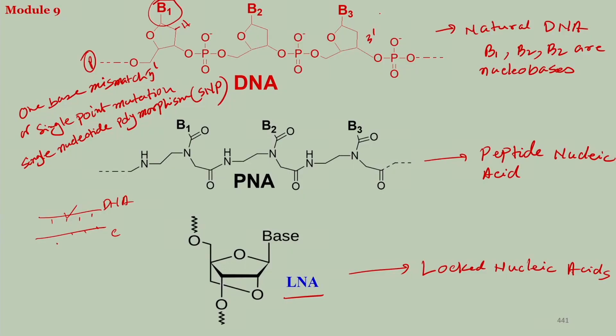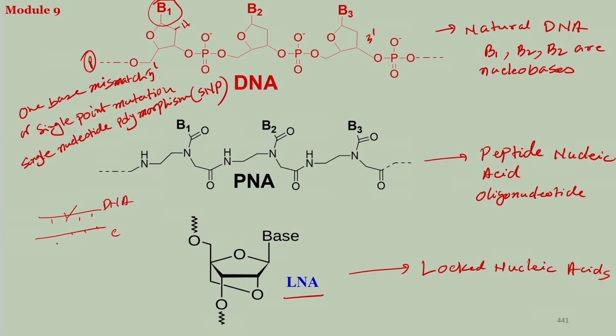So, this is the natural DNA. Peptide nucleic acid is a synthesized artificial oligonucleotide, and as the name suggests, it is a combination of peptide and nucleic acids. So, this is how the structure of a PNA looks.